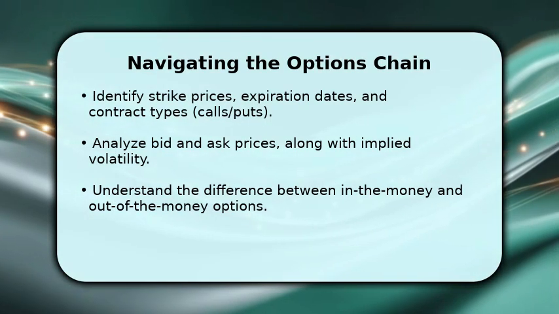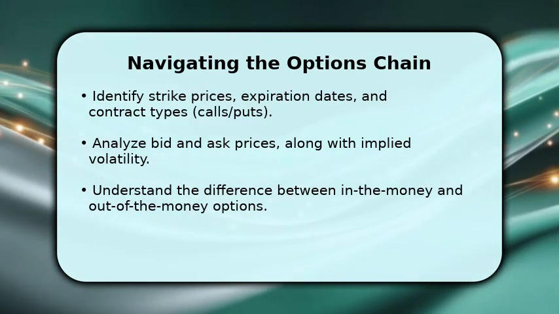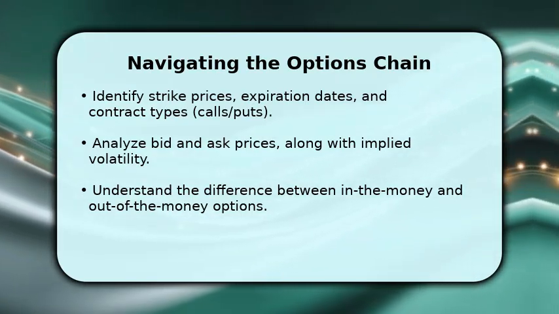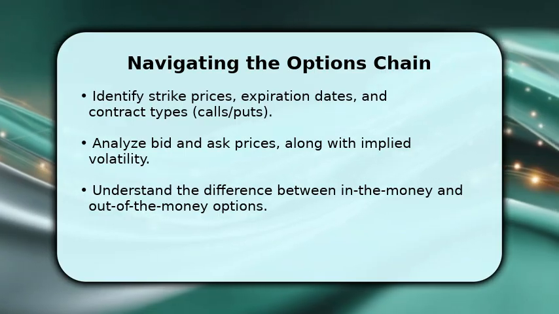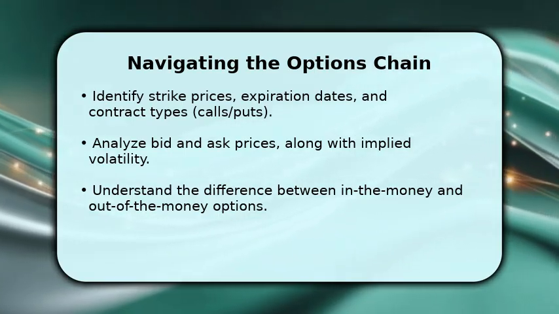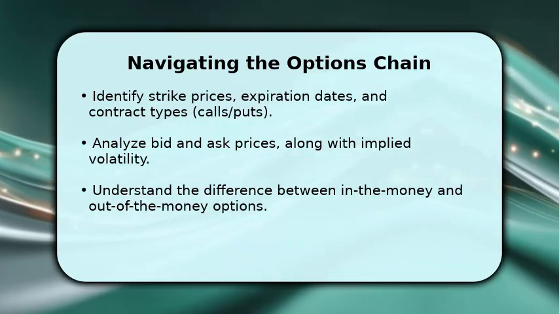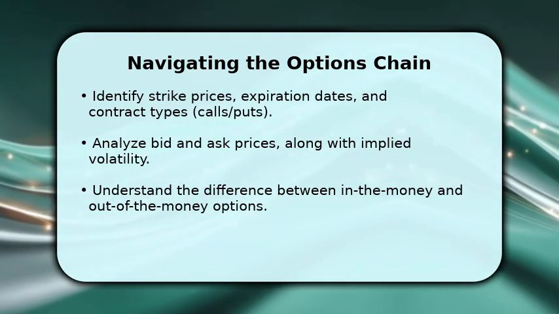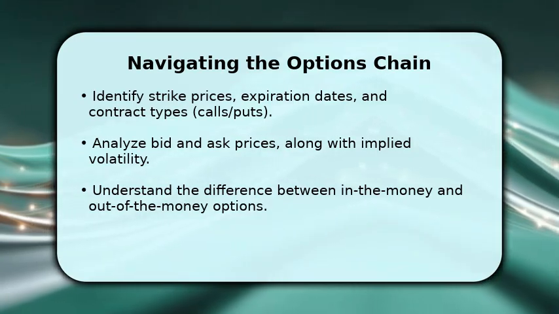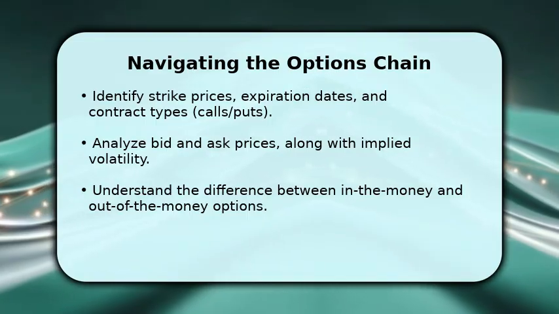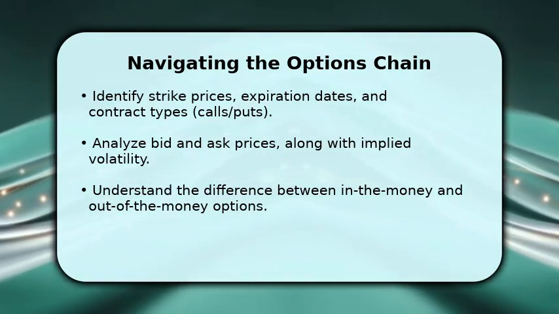Once in the options chain, you'll see various strike prices and expiration dates. Calls are on one side, puts on the other. Pay close attention to bid and ask prices, as well as implied volatility, which indicates expected price movement. Understanding whether an option is in the money or out of the money is crucial for evaluating its current value and potential for profit or loss.